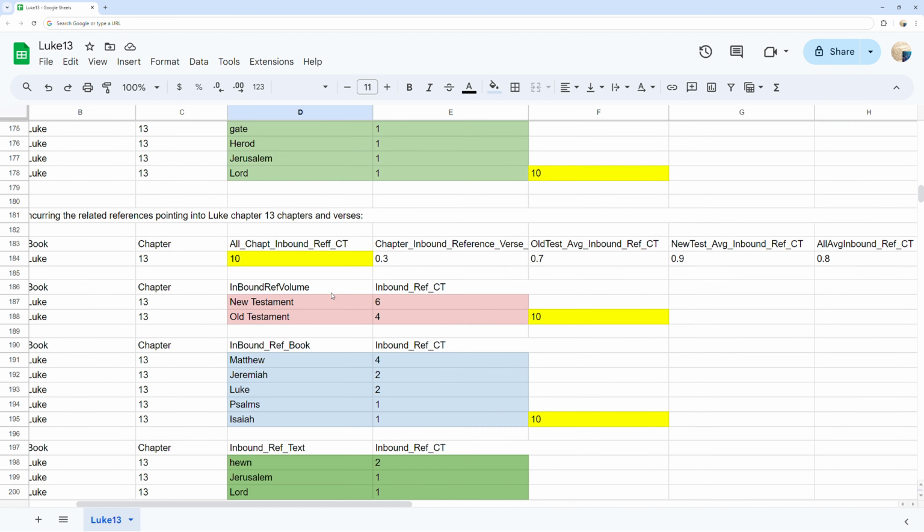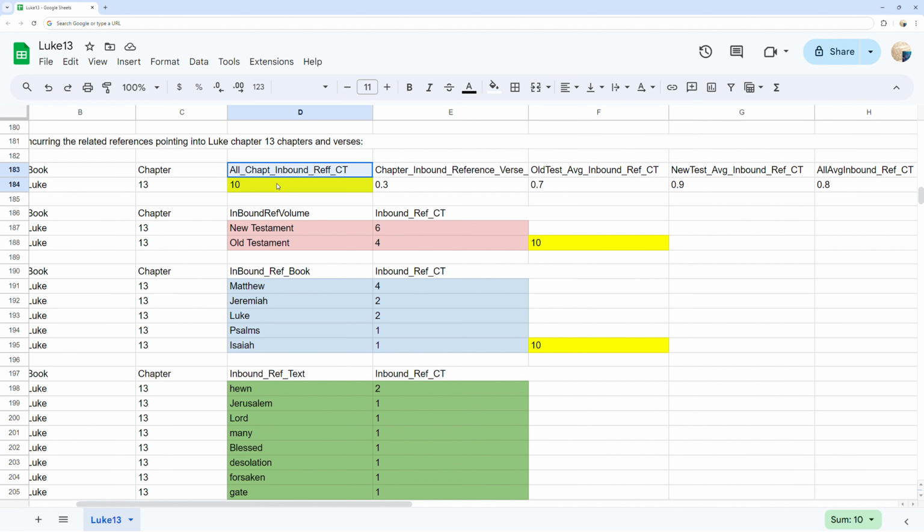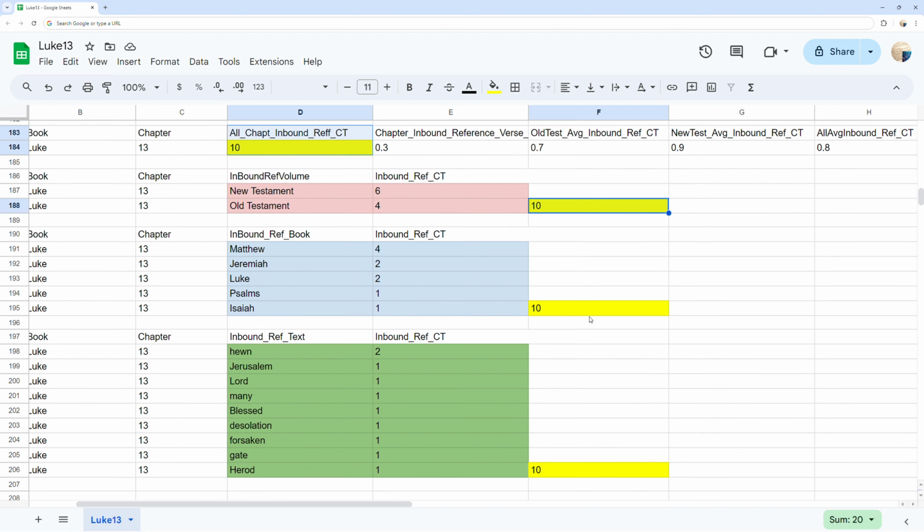Verse counts and the words incurring the related references pointing into Luke chapter 13 verses. You can see in yellow the total inbound related references pointing into Luke chapter 13 at 1 references, as well as the counts per each verse in Luke chapter 13 and the average inbound reference per verse at 0.3 per verse, and the per verse rates for the Old Testament, New Testament, and both to the right for comparison.